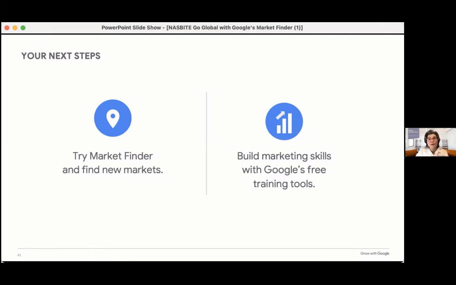I hope you put it in your toolbox and learn more about where you might go and how to get there. Number 2, keep learning. There's a lot of resources out there from reputable organizations like NASBITE and government agencies. You probably learned a lot about them in this conference. Google will also offer several tutorials that you can use with other tools that they offer.